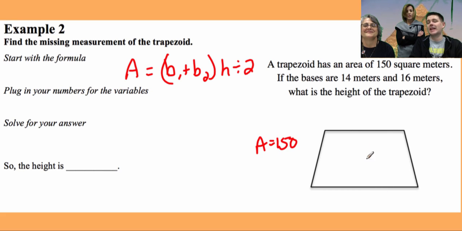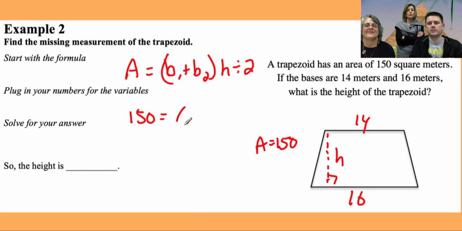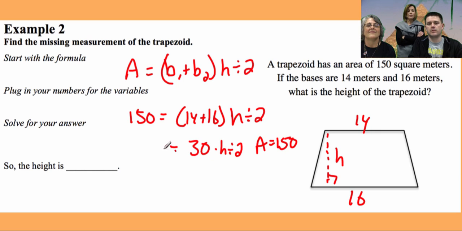I think we should label our drawing here so they can see which measurements go where. Base 1 is 14. Base 2 is 16. We don't know the height. So in our formula, we have 150 is equal to 14 plus 16 times h, and then divided by 2. So we are going to add 14 and 16 together. We now have 30h divided by 2 is equal to 150.